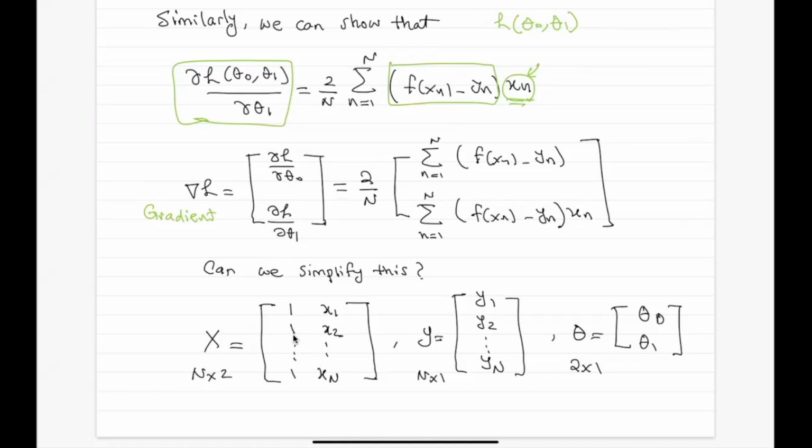So the gradient of this loss function with respect to theta 0 and theta 1 is this vector where the first element is the partial derivative with respect to theta 0, and the second element is the partial derivative with respect to theta 1. And from here, we can just substitute what we found, right? So the first one is this summation of f of xn minus yn times 1, we can add it if we want. And then for the second one, we get f of xn minus yn times xn.